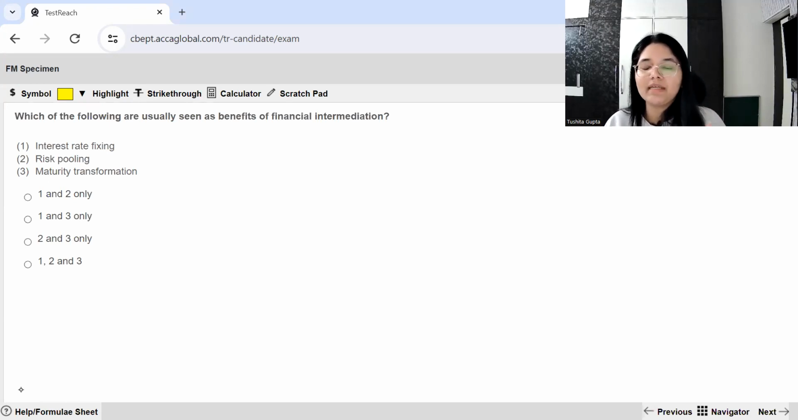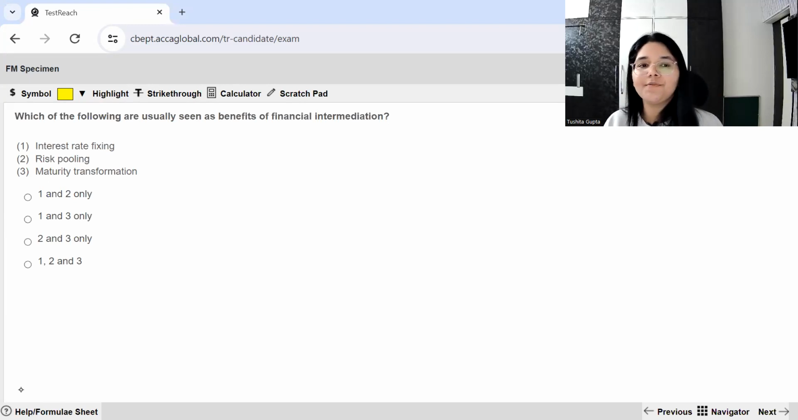Financial intermediation basically means that there's going to be an intermediary. Maybe if you and I are dealing in something, a bank is an intermediary. So the bank is pooling the risk. Maybe I make a default, maybe you make a default, but we are both protected because the risk is pooled, the bank is taking the risk.